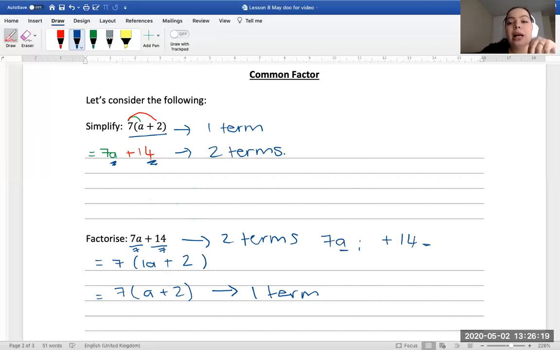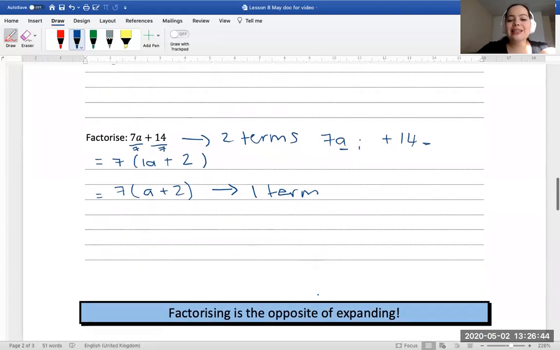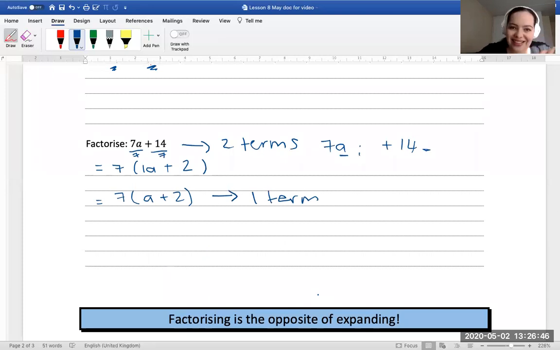But what I want you to understand is that usually we've been told to expand or simplify, and we go from one term or products, things being times together, to more than one term. So just like we did in that first portion where we said simplify 7 times a plus 2, we went from one term to 2 terms. Now, factorizing, we started with 2 terms and we went down to 1 term. So what we can take away here is that factorizing is actually just the opposite of expanding or multiplying out.